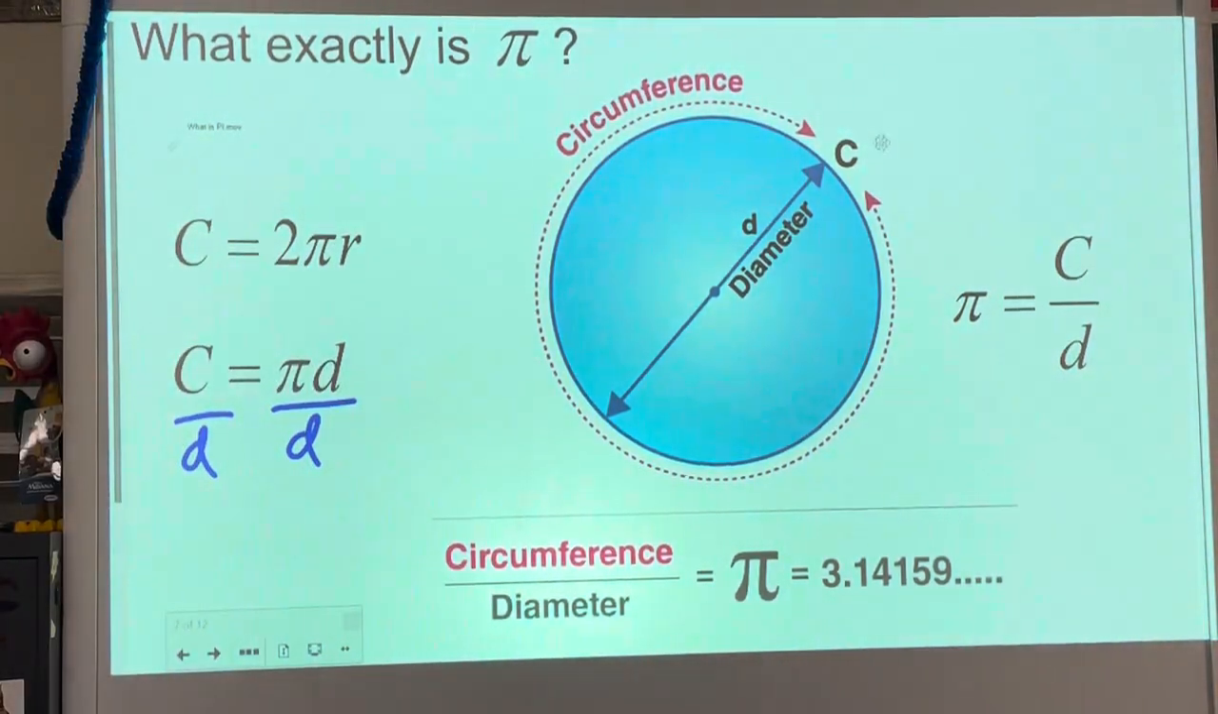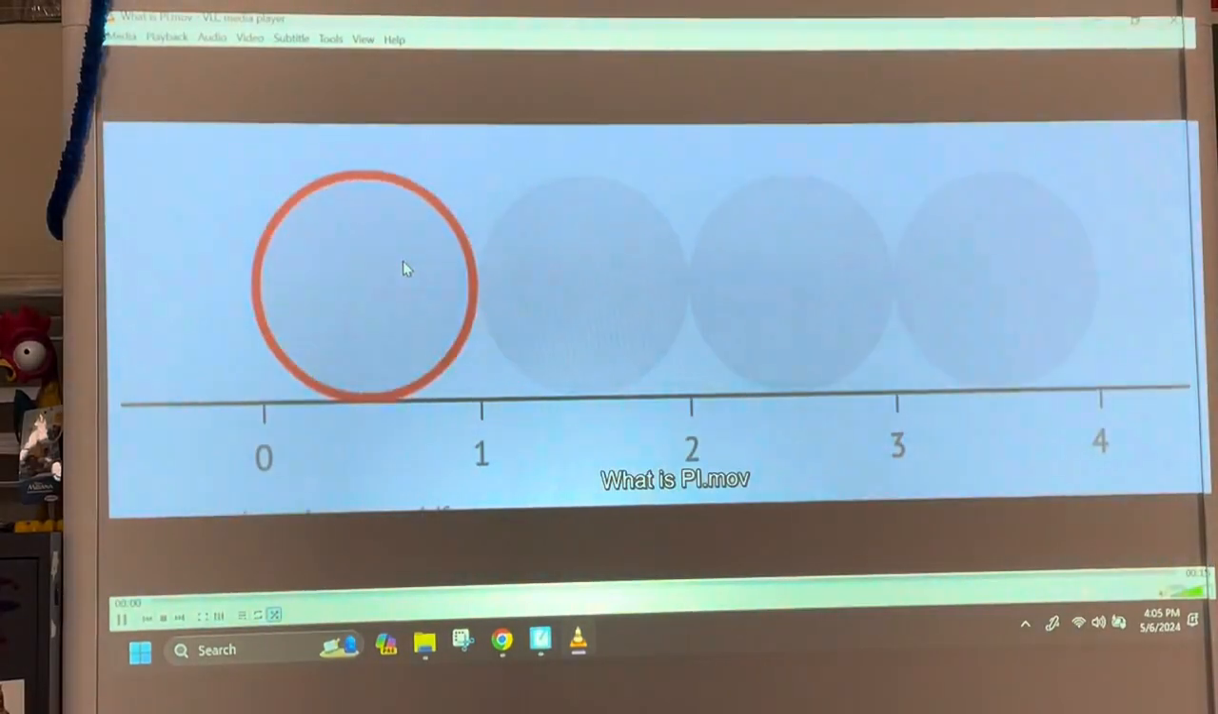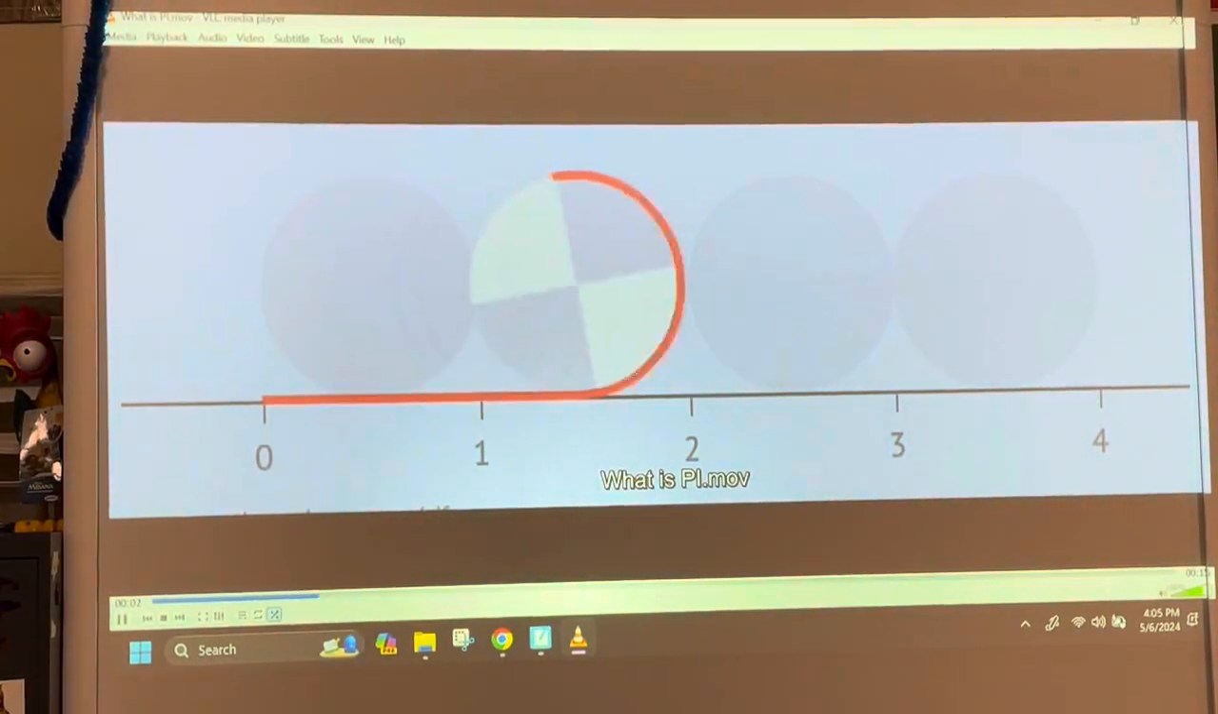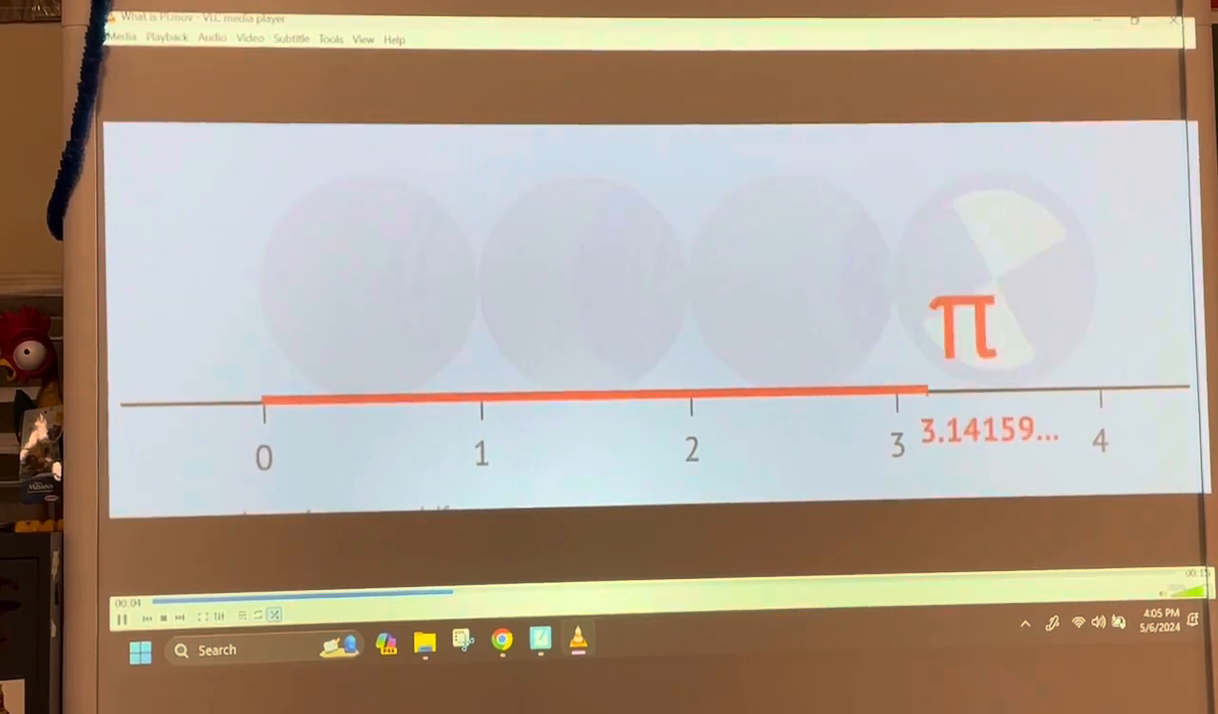If we could take this and unroll it, well, that's kind of what we would get here. Unroll it.